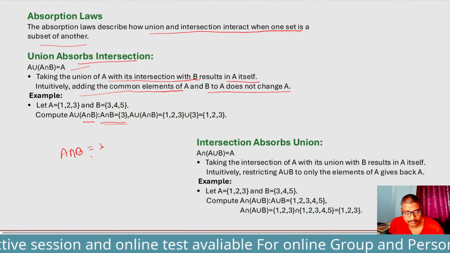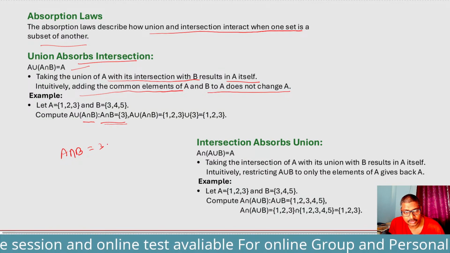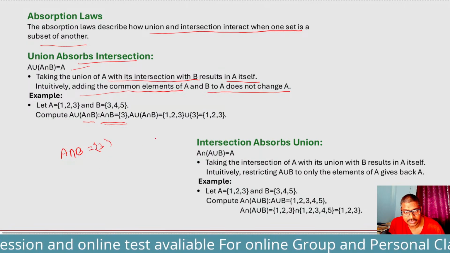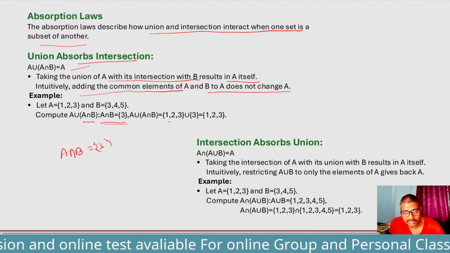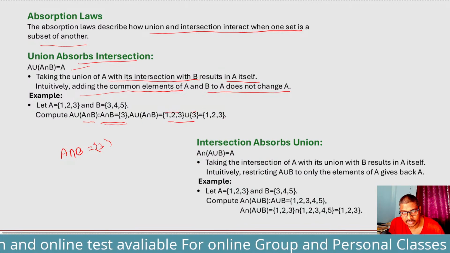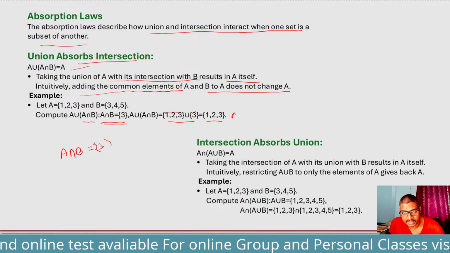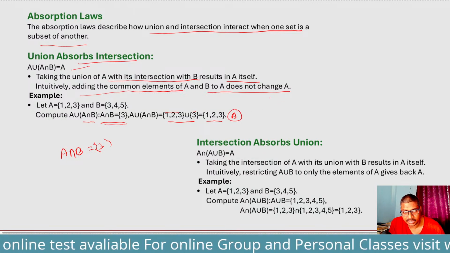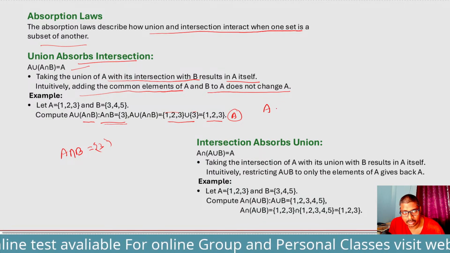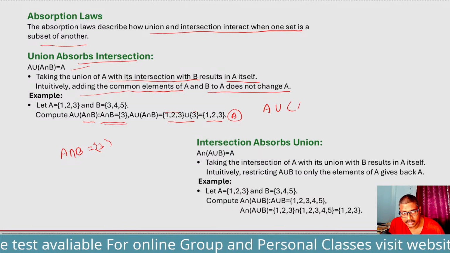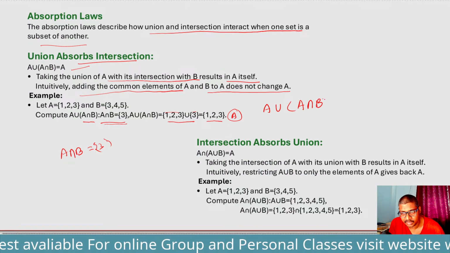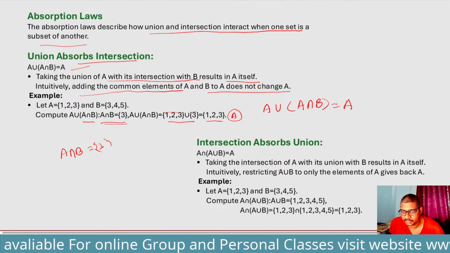Now we have to do the union with this 3. Which union? A. So A union with 3. A is 1 2 3 and 3, but the 3 will not be repeated. It gives us 1 2 3. That is A. So what we just saw, the union absorption law is saying that A union with A intersection B, we will get the set A again.